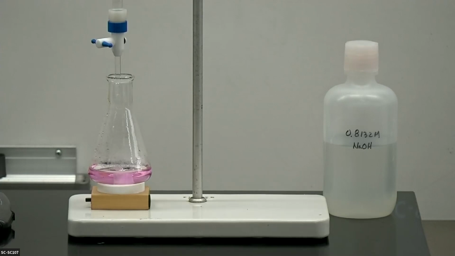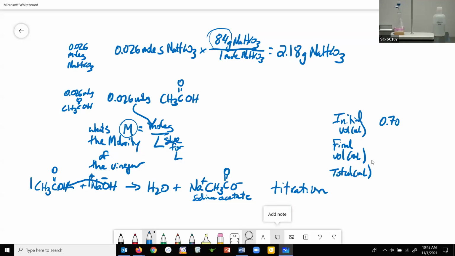Back to our little mini data table here. 26.60, and so that means our difference, 26.6 minus 0.7. We added 25.9 milliliters. Oops, sorry, I've got the unit already. 25.9 is our total.